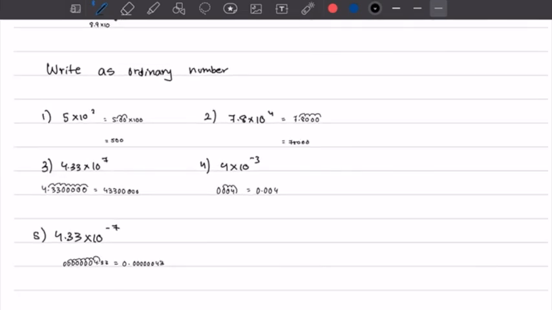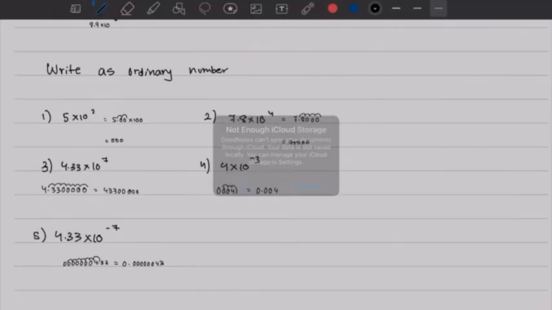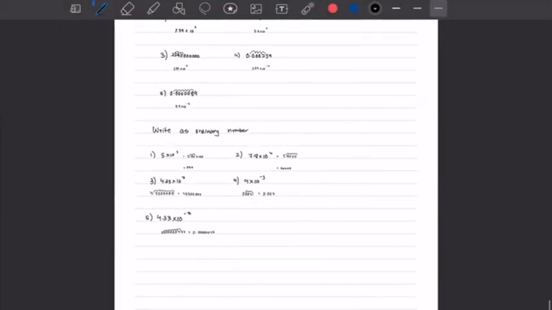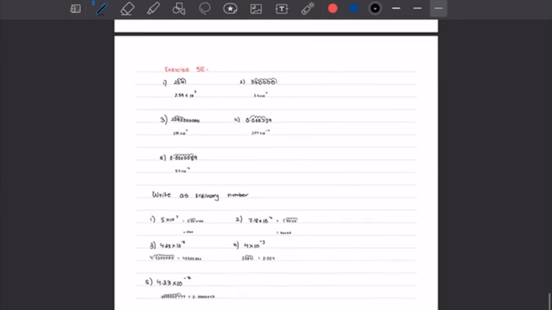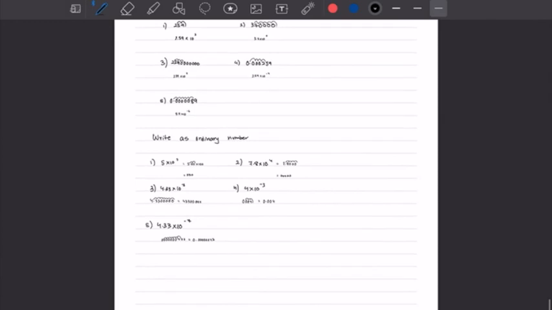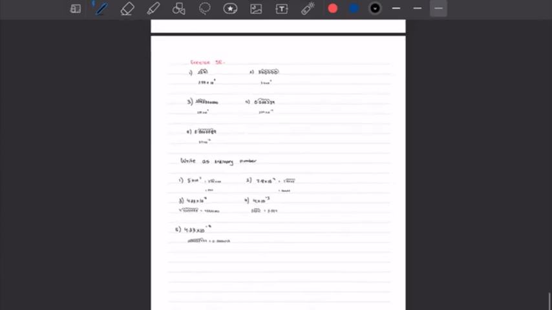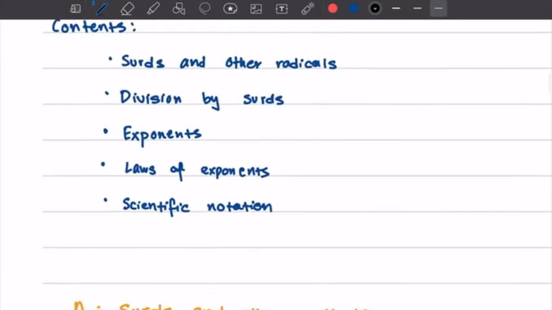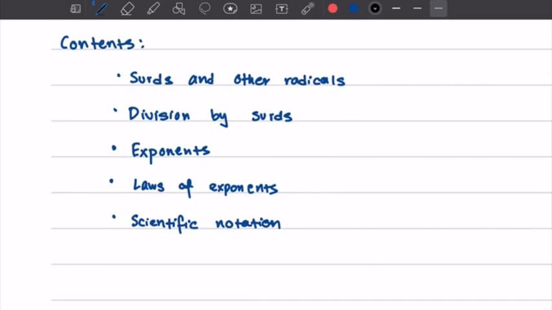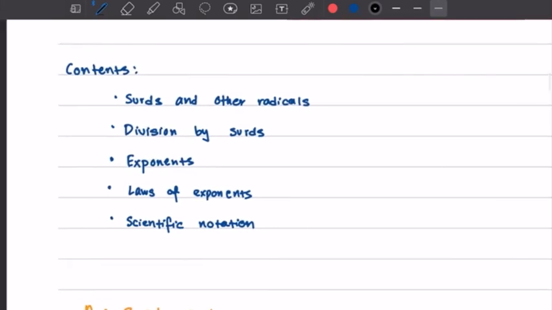I recommend you do the whole of exercise 3E because there are a bit more questions involving scientific notation, and it also involves calculators and also a few word problems. And just like that, this is the end of part 2 of Surds and Exponents. We have now finished chapter 3 of the IB Core SL textbook. Just to clarify, this is everything we've done. We have done surds and other radicals, division by surds, exponents, laws of exponents, and scientific notation.